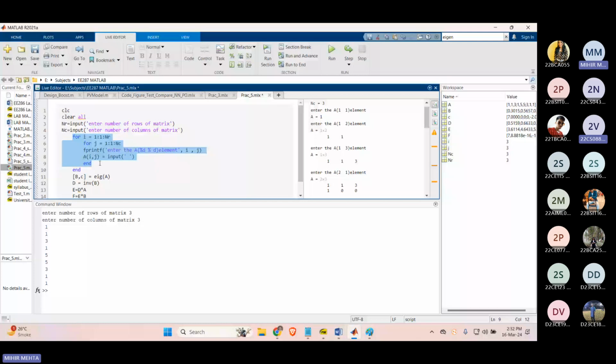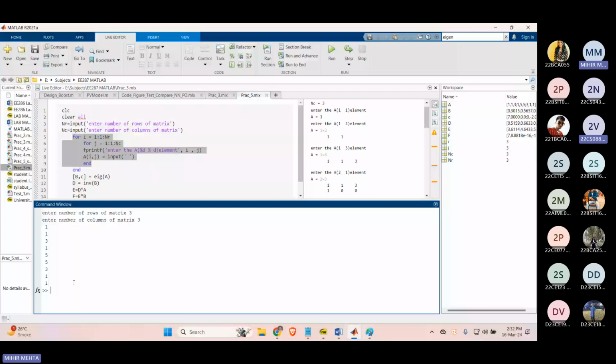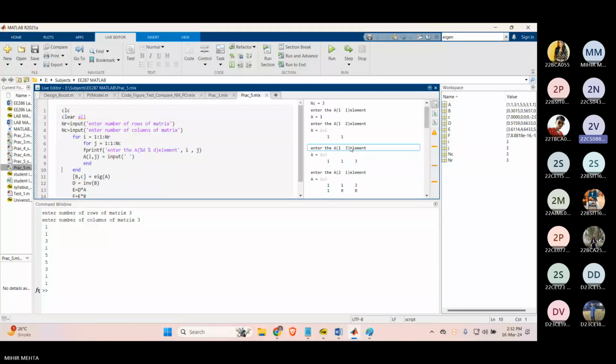Sir, there is an fprintf line in the nested for loop. So why can't we see that line in the command window? It is there. It says enter A. You can see it at every step. Here I am entering the values. This is my command window. Sir, in the command window, I can't see that line, enter the A of 1, 2 and all that. In the command window, it will not be shown. It is not the input statement. If it is an input statement, you would see it here.